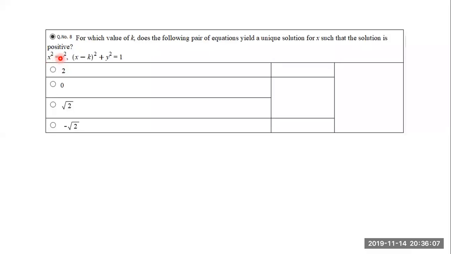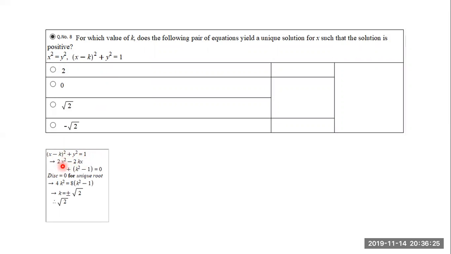So x squared is equal to y squared. What we will do is we will substitute x squared is equal to y squared here. So x minus k whole squared plus y squared is equal to 1. Therefore, if I substitute y squared is equal to x squared and expand it, you will get 2x squared minus 2kx plus k squared minus 1 is equal to 0. Why I am doing it is because it should be in the form of a quadratic equation where I will be able to get the discriminant. Therefore, k squared minus 1 is independent of x. Therefore, this is a constant c.